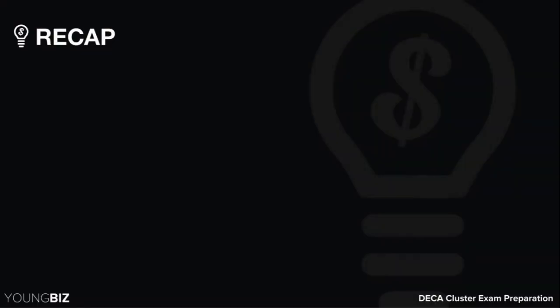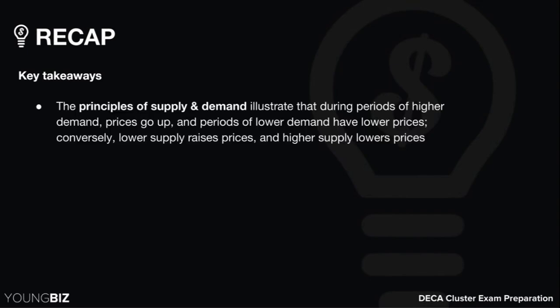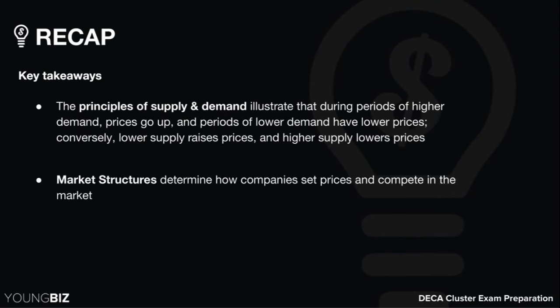So, as a recap, let's go over some key takeaways from our presentation today. First off, we learned how supply and demand illustrate that during periods of higher demand, prices go up, and periods of lower demand have lower prices. Conversely, lower supply raises prices, and higher supply lowers prices. We also learned that market structures determine how companies set prices and compete in the market. These market structures range from pure competition, where many companies sell the same product, to pure monopoly, where one company controls all of the product.